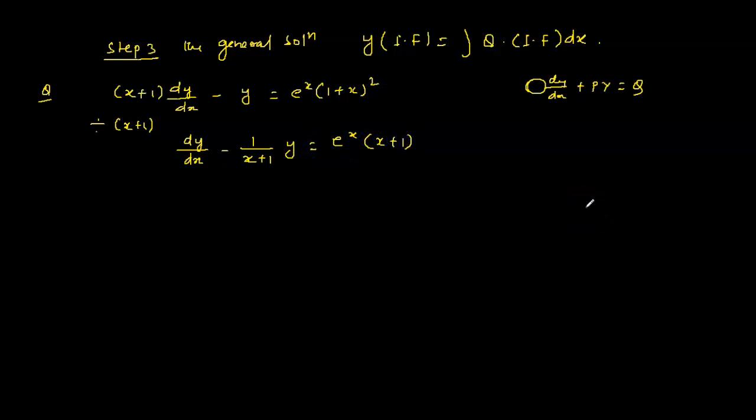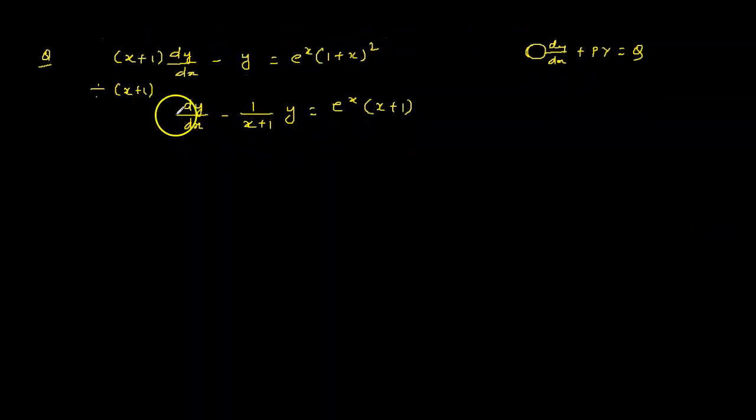No, sir. Now you can see that after cancelling, we are getting the form of a linear differential equation, where p is what? Minus 1 by x plus 1. Good, very good. Minus 1 by 1 plus x. And q is e to the power of x. Capital Q is better. Yes, sir. Q is equal to e to the power of x times (x plus 1). We write the sign also, okay?